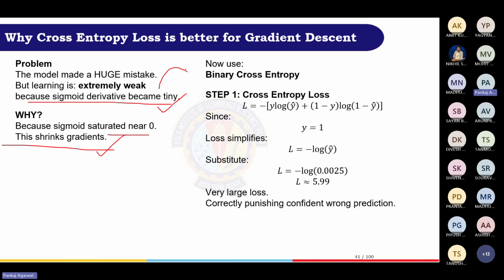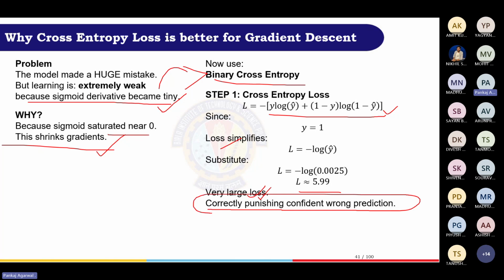But when you switch over to the binary cross entropy, you get this kind of equation, right? And when you simplify the loss and substitute these values, you get, with the same example, a very large loss, which is correct, right? Because it is correctly punishing the confident wrong prediction. So when there's a wrong prediction, I need a suitable adjustment.